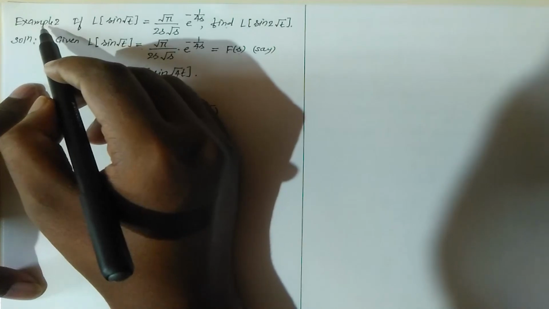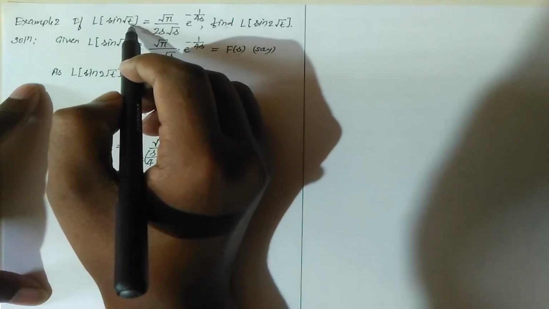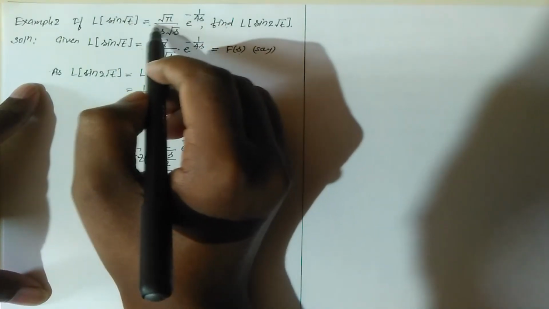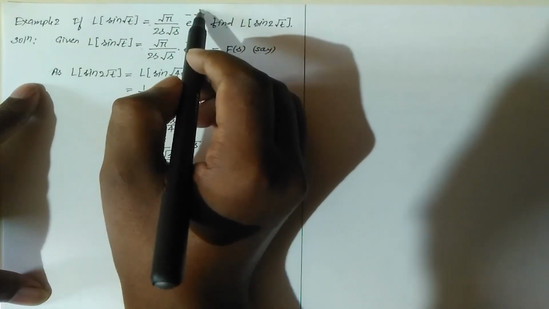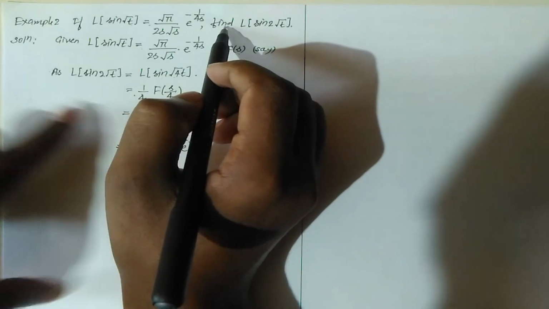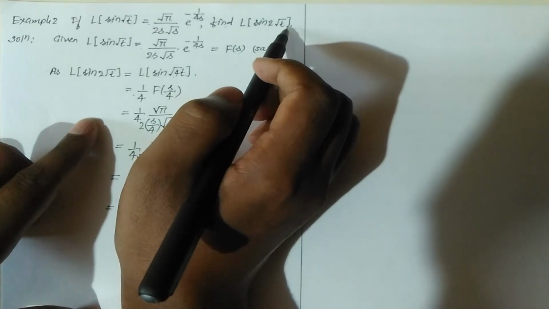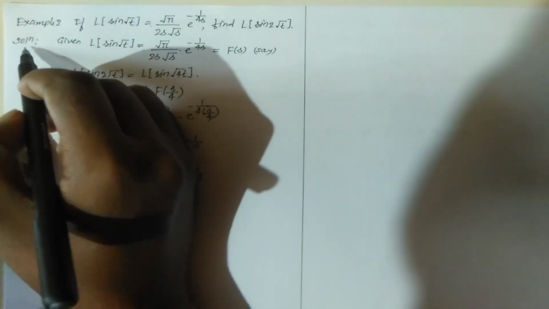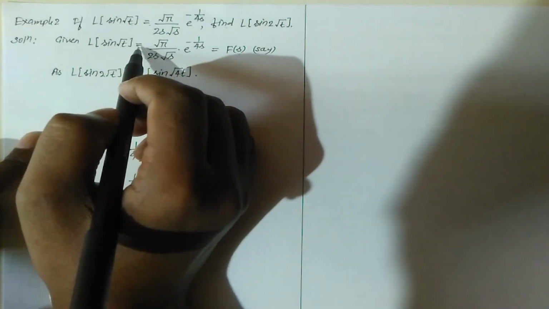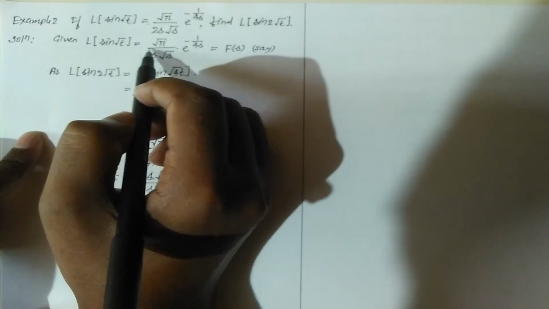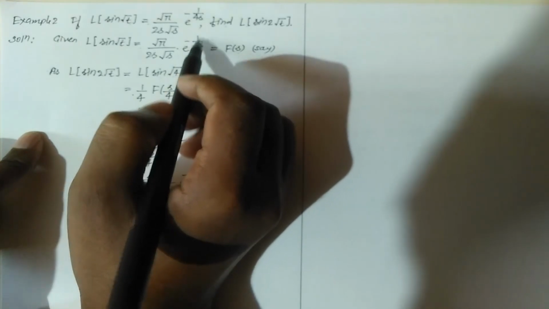Let us do another example. Example number 2. If Laplace transform of the function sin square root of t equals square root of pi by 2s into square root of s into e raised to minus 1 upon 4s, then find the Laplace transform of the function sin 2 square root of t. Now let us begin the solution. Given Laplace transform of sin square root of t equals square root of pi by 2s into square root of s into e raised to minus 1 upon 4s.